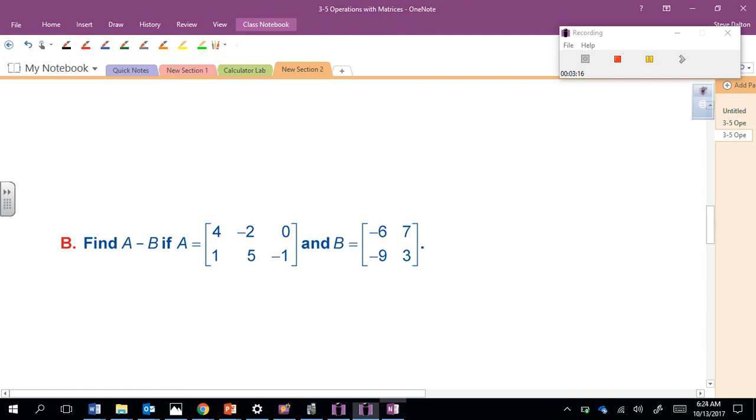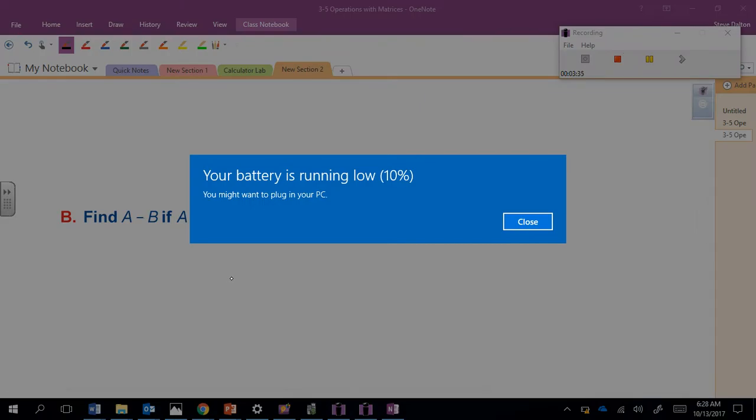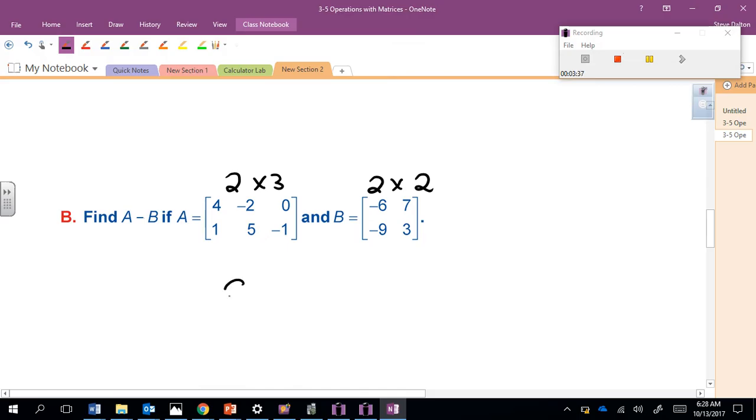B, okay, this one we cannot do because this is a 2 by 3 matrix, and this is a 2 by 2 matrix. Remember, we said to add and subtract matrices, they have to be the same size. So we cannot do this.